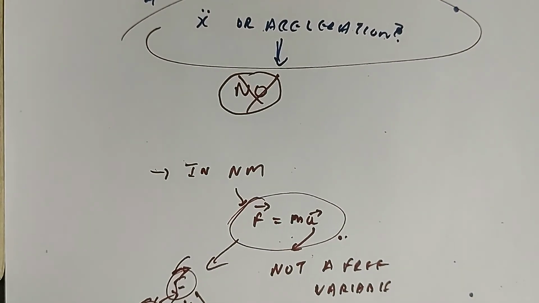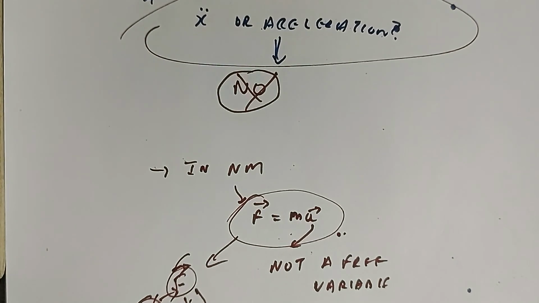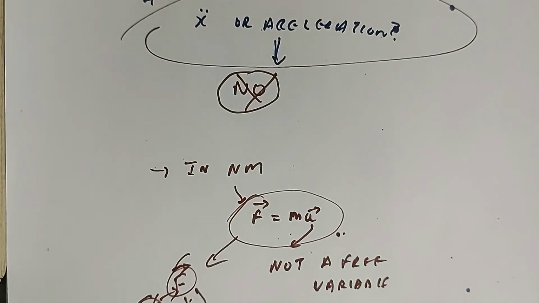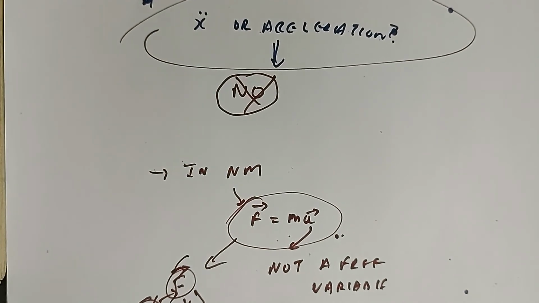So that's about state space and configuration space. In the next lecture, I'll try to explain what are called generalized coordinates. It's going to be very important for our further discussion on Lagrangian mechanics.